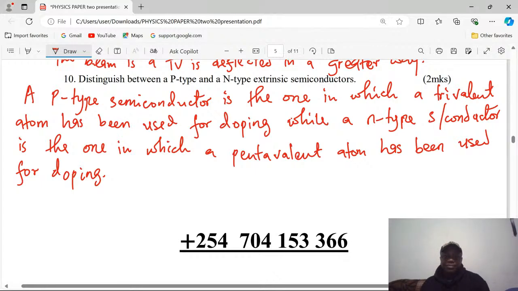On the other side, when you use a pentavalent atom, which has 5 valence electrons, 4 will be used for bonding and 1 remains free for conductivity. Which means in n-type semiconductors, we have electrons as the majority charge carriers. Since electrons are negatively charged, we get the name n-type, due to the negative charge of the majority carriers in such a semiconductor.